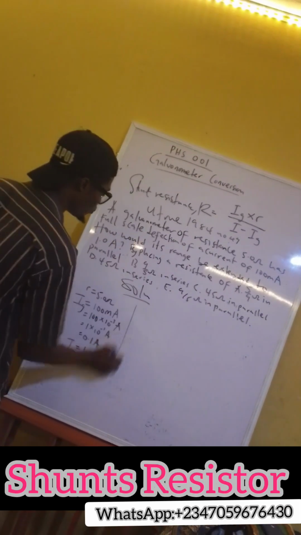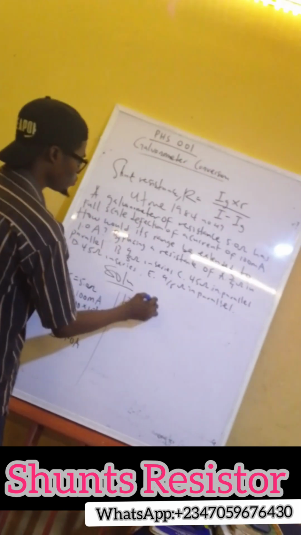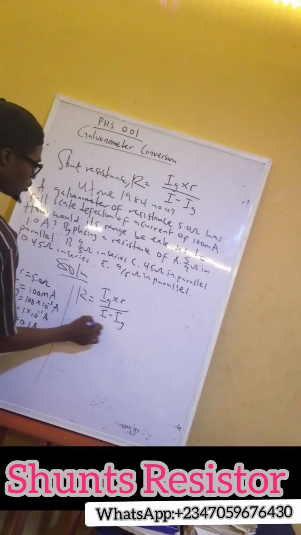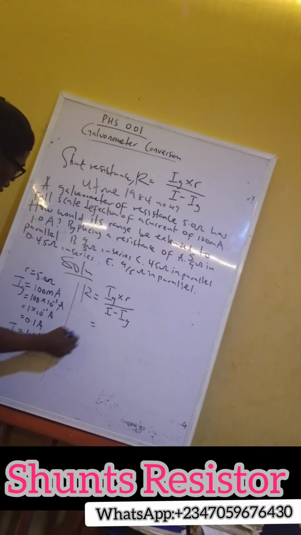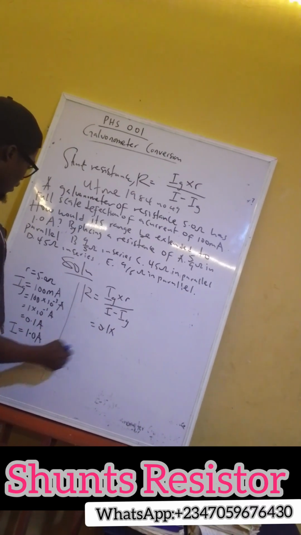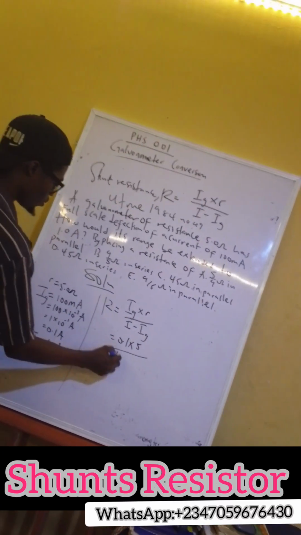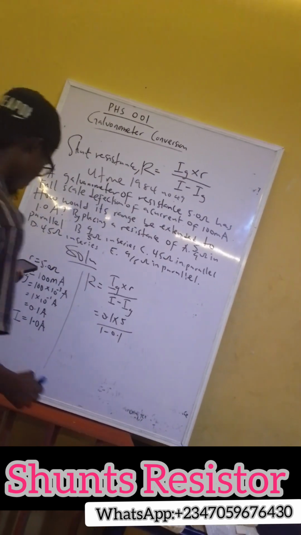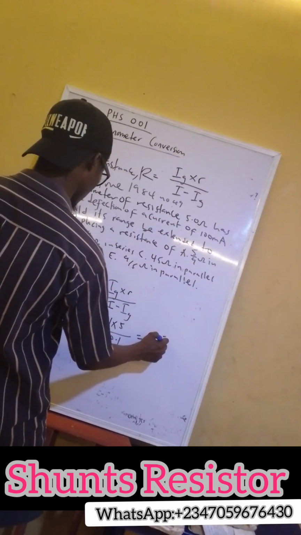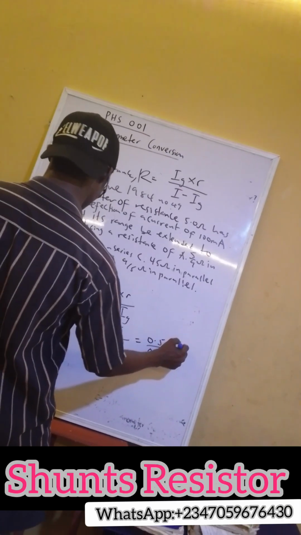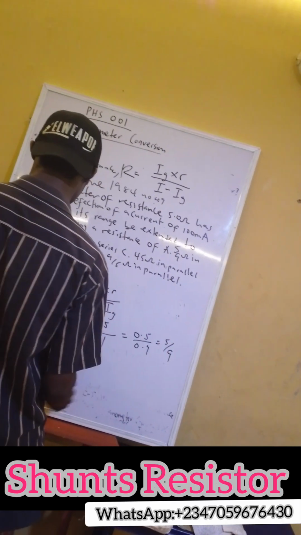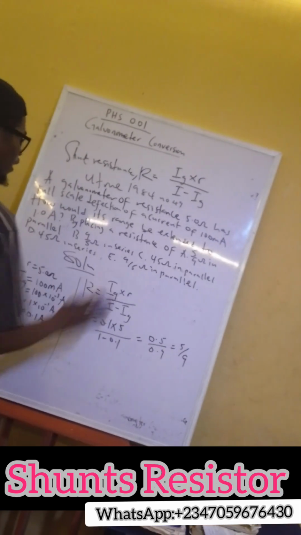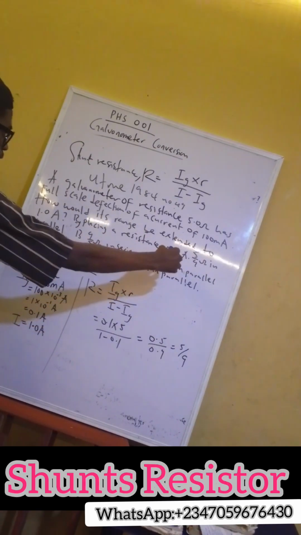So now we can solve our problem. That will be R shunt equals Ig multiplied by r over I minus Ig. Our Ig is 0.1 multiplied by our r, which is 5, divided by 1 minus 0.1. So we have 0.5 divided by 0.9, then that's 5 over 9. It's very clear that this is our answer.